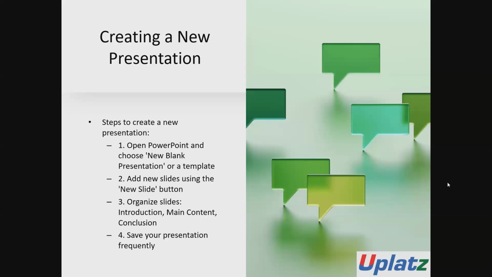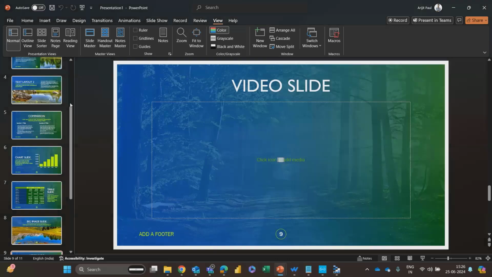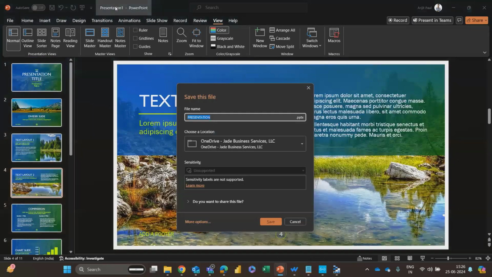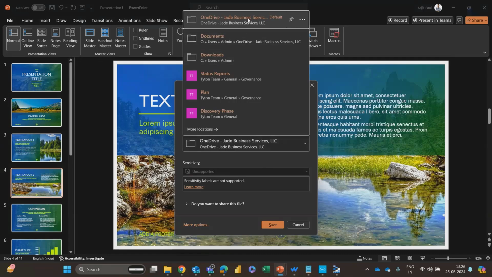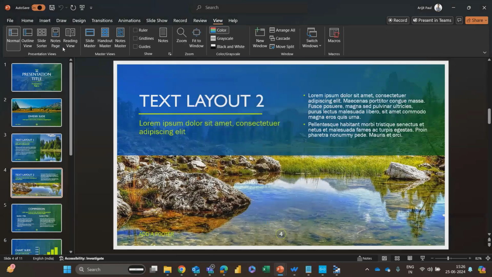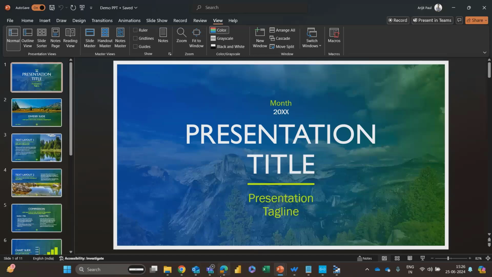We can save our presentations frequently. And if we use Microsoft 365, we'll be able to see something amazing. So if I just get this presentation, and if I save this as demo PPT, and if I choose a location, we have so many options. Like we can choose OneDrive, we can choose Titan. So if I save this in OneDrive as demo PPT, this is saved in my account in my OneDrive for Microsoft 365. Can I check this?